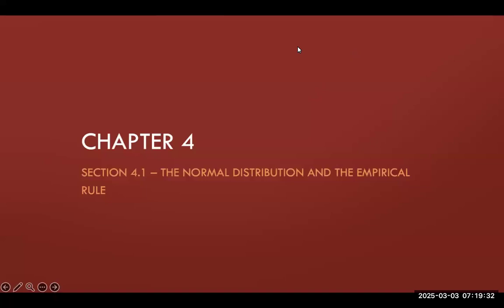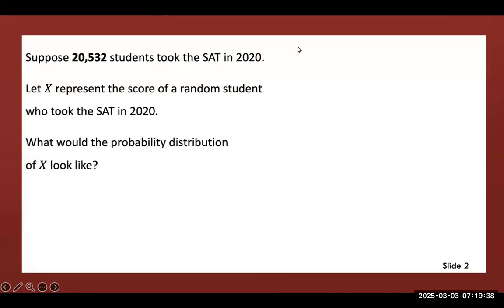In this lecture, we're going to cover the normal distribution and the empirical rule. Suppose that 20,532 students took the SAT in 2020. Let X represent the score of a random student who took the SAT. What do you think the probability distribution of X would look like?